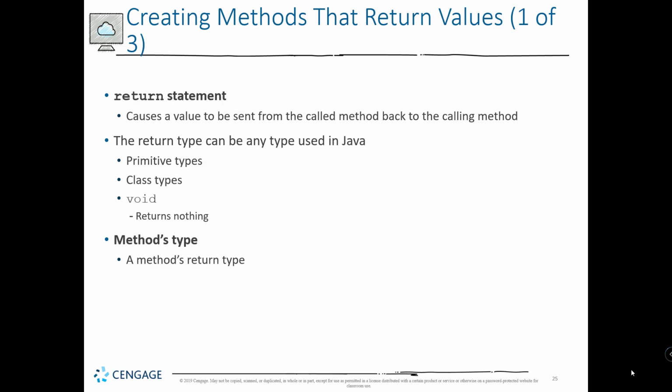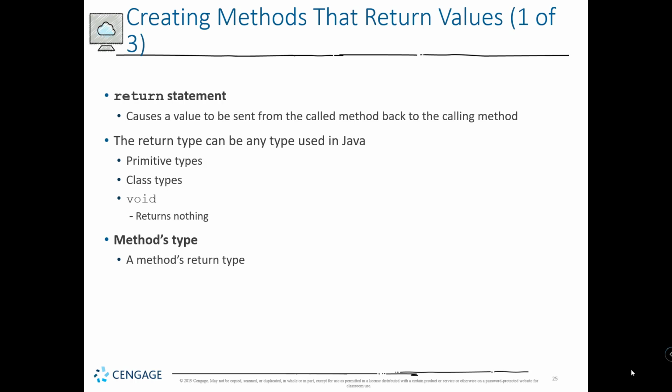Sometimes you'll see a return statement which causes the value to be sent from the called method back to the calling method. So I can do some calculations and send back the answer, kind of like when we worked with math libraries. The return type can be any type used in Java, which include the primitive types, the class types, but void will return nothing.